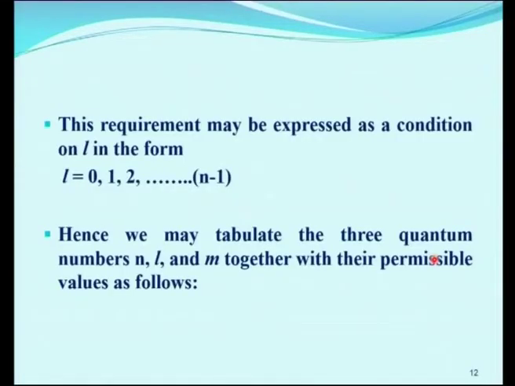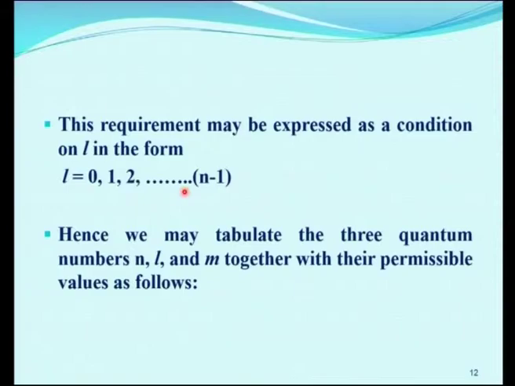Another condition that must be obeyed in order to solve for the radial part R of r of the hydrogen atom is that n, which is known as the principal quantum number, must be equal to or greater than l plus 1, that is, n is greater than or equal to l plus 1. Already we know l is the orbital quantum number and m l is the magnetic quantum number. So this requirement may be expressed as a condition of l equal to 0, 1, 2 etc. up to n minus 1, where n is the principal quantum number.